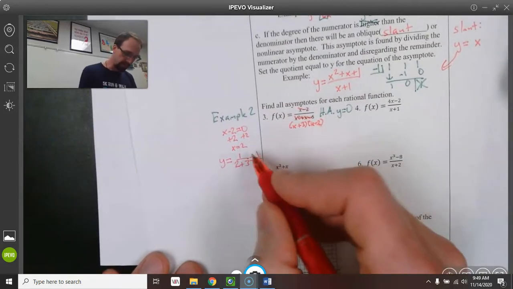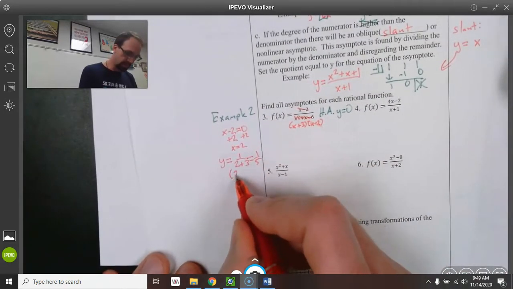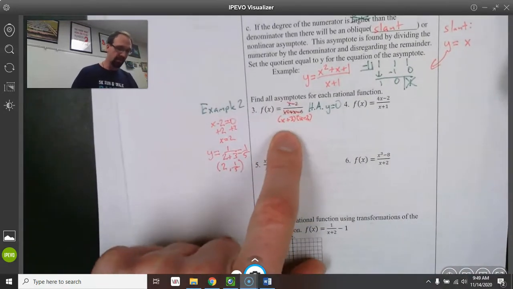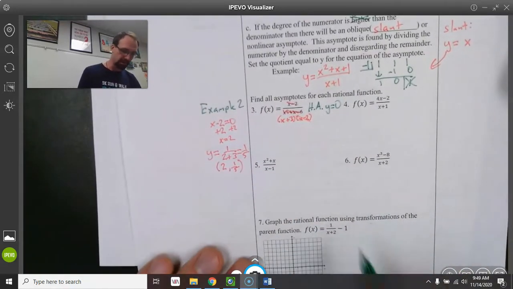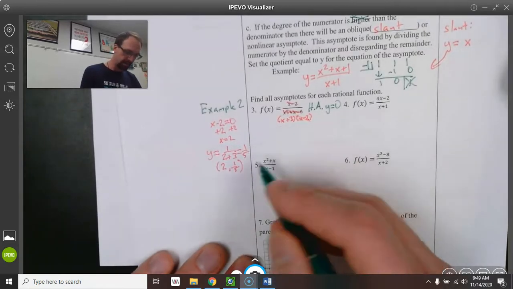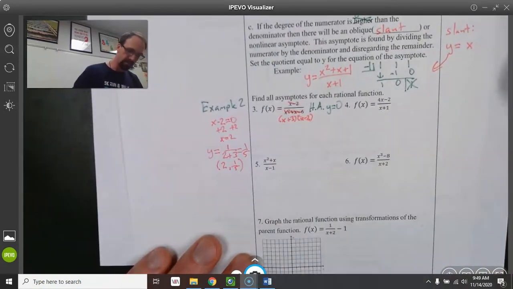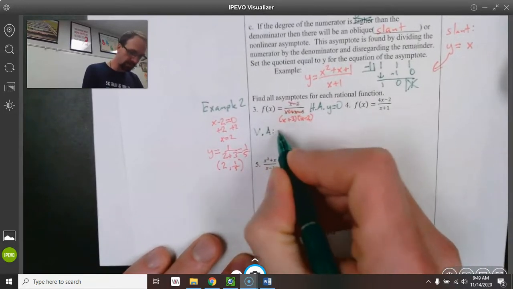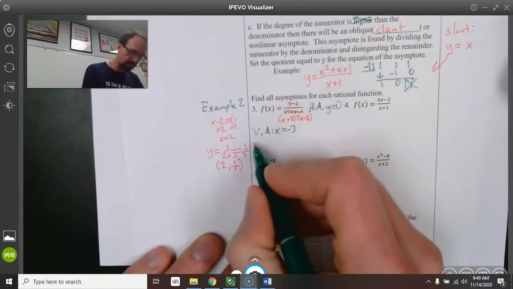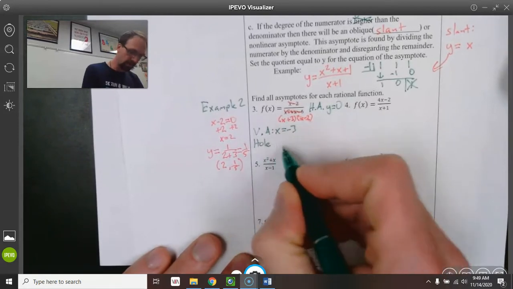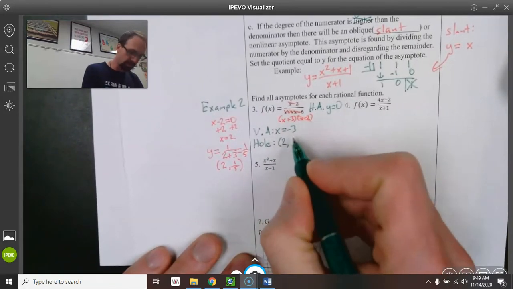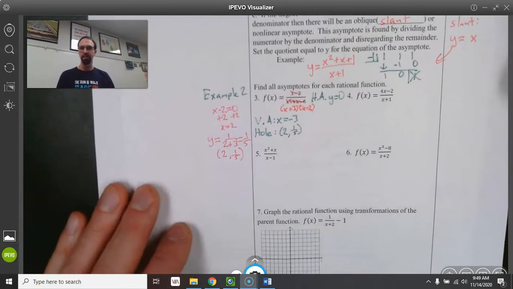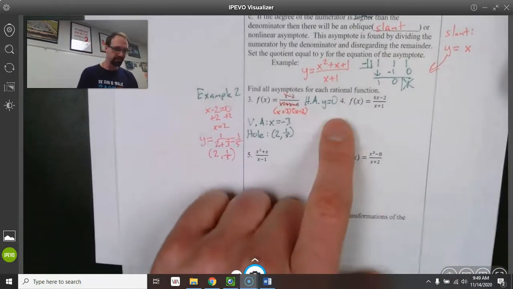Looks like I have a hole at (2, 1/5), and then a vertical asymptote at x equals -3. So horizontal asymptote at y equals 0, vertical asymptote at x equals -3, and then a hole at (2, 1/5). 1/5 is 0.2, so that would be sufficient as well.